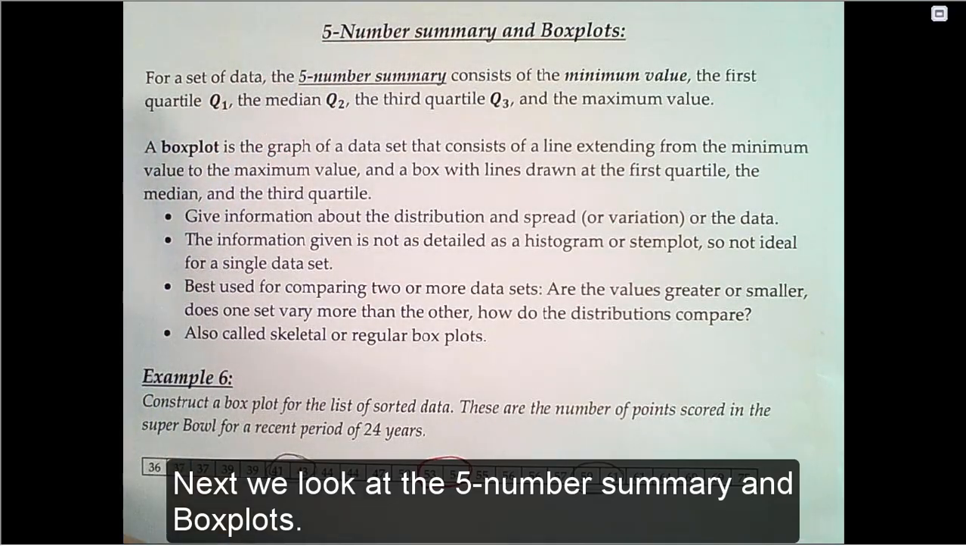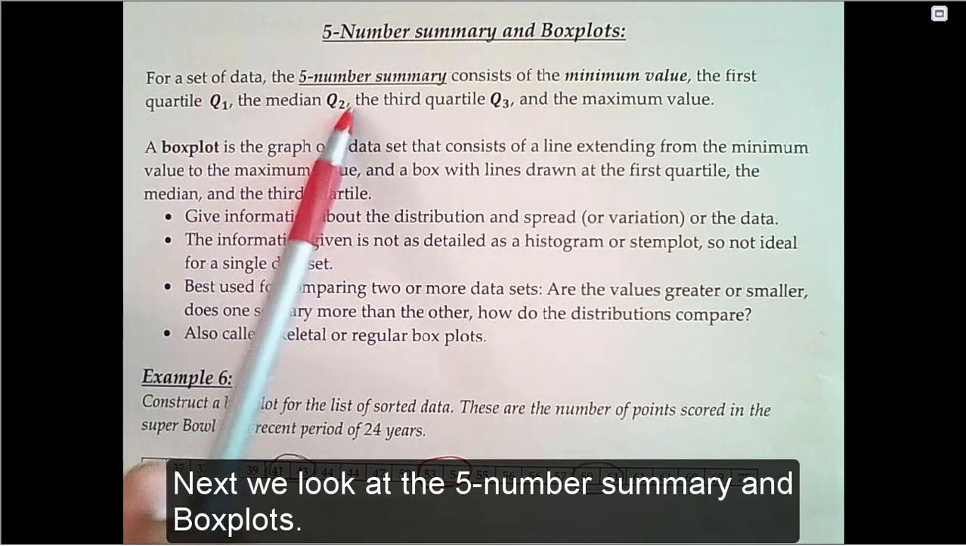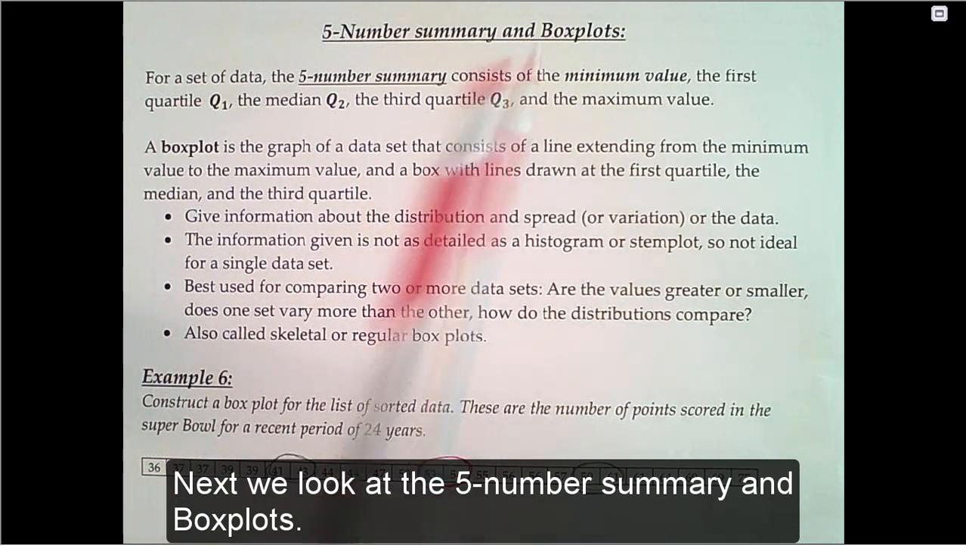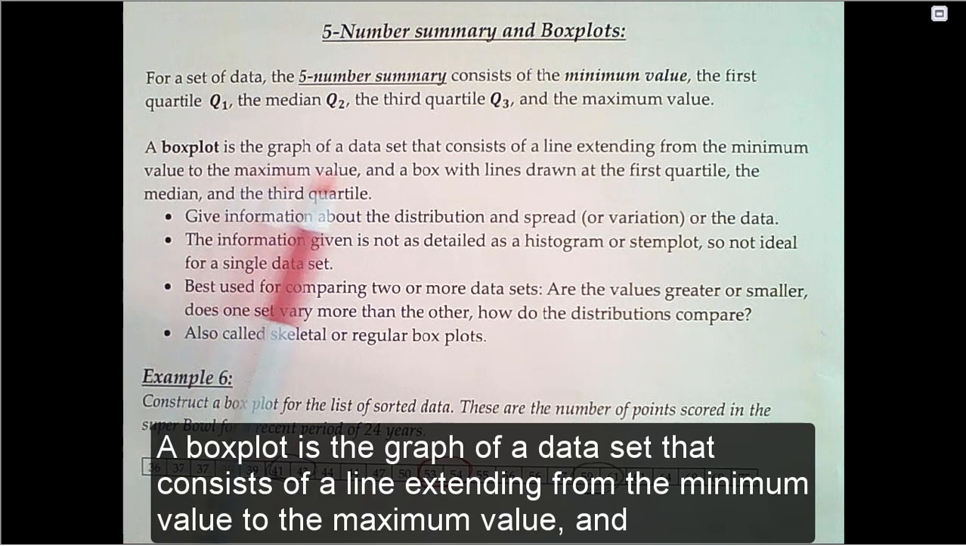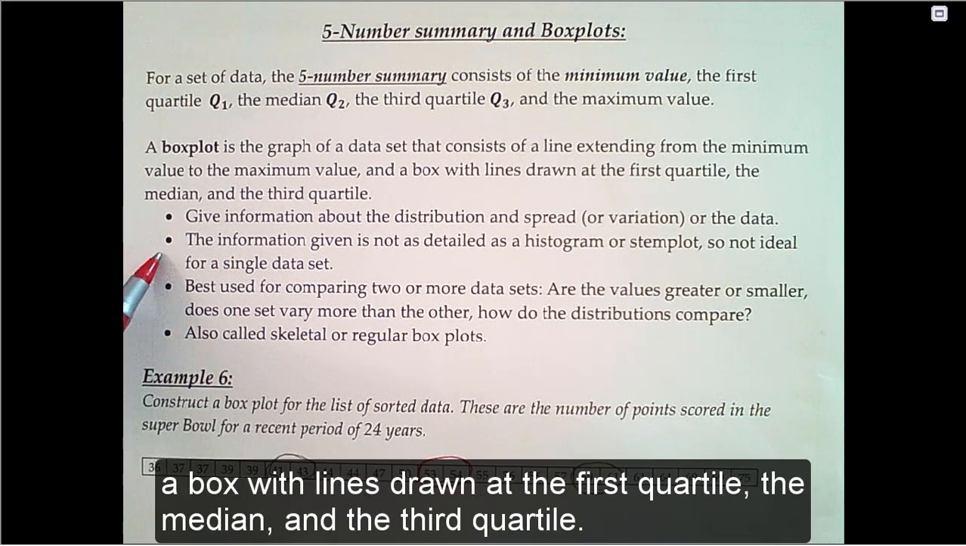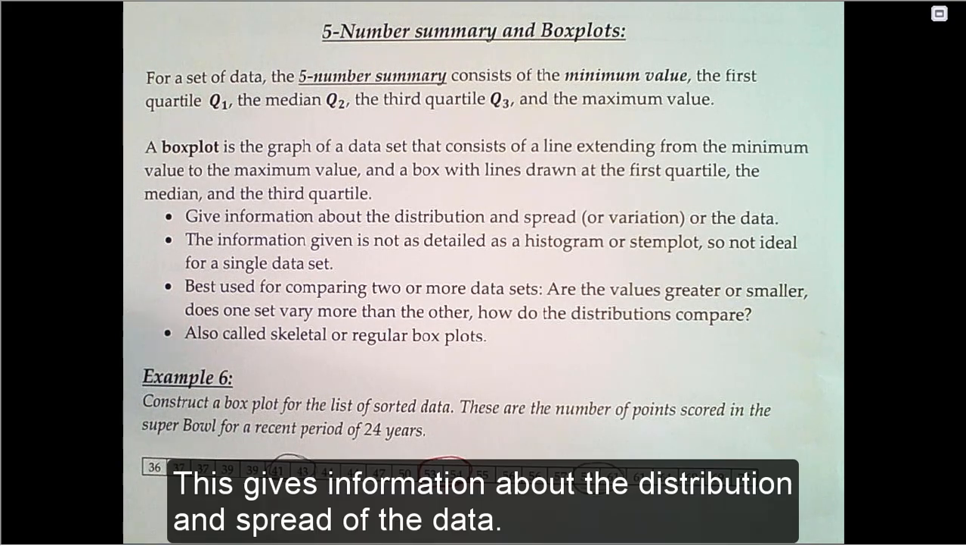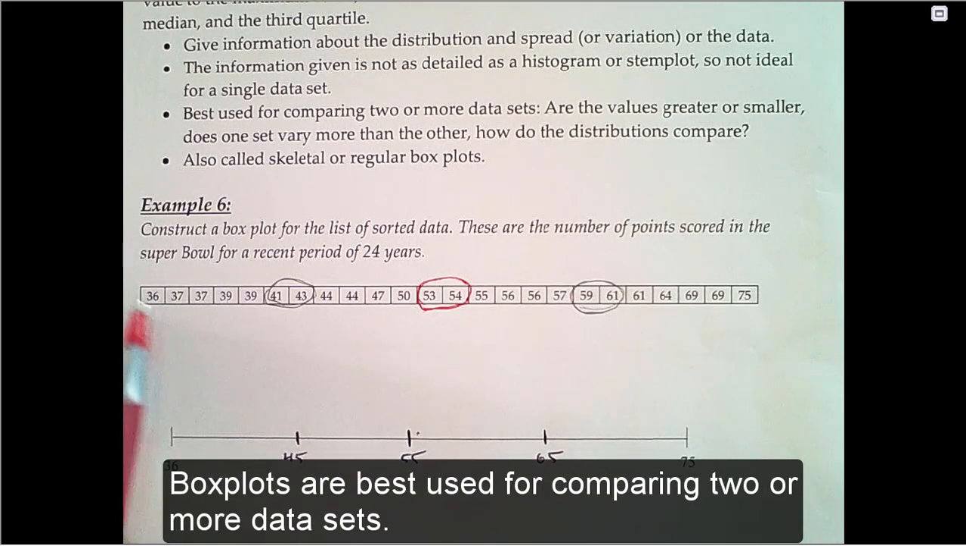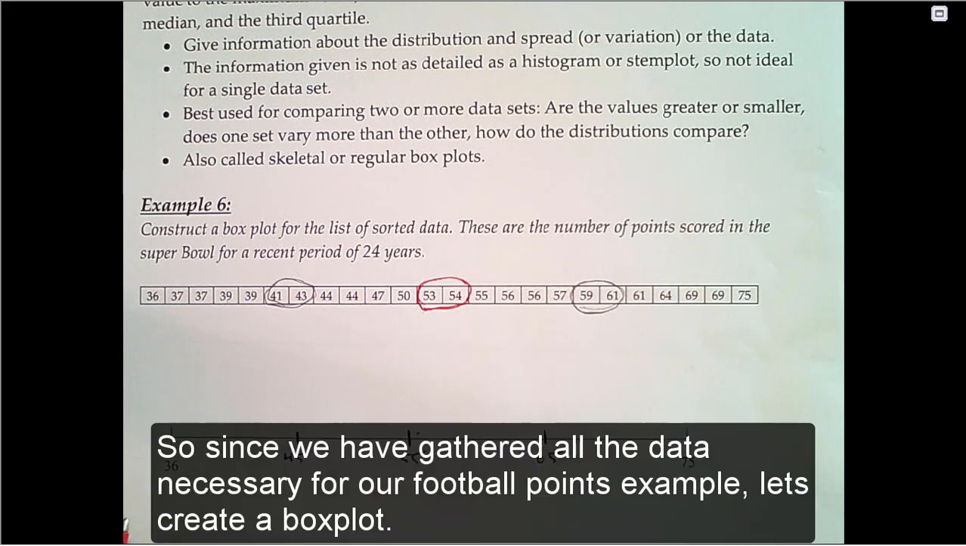Next, we look at the 5-number summary and box plots. A box plot is the graph of a data set that consists of a line extending from the minimum value to the maximum value and a box with lines drawn at the first quartile, the median, and the third quartile. This gives information about the distribution and spread of the data. Box plots are best used for comparing 2 or more data sets.